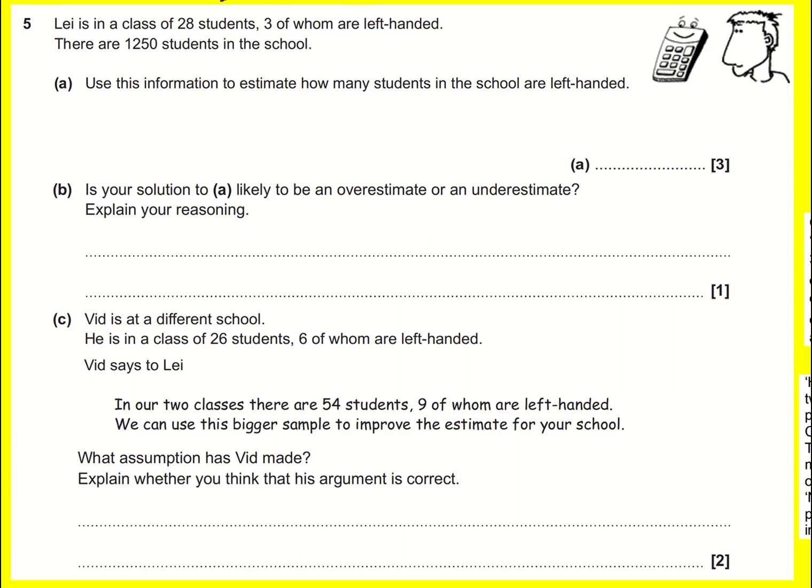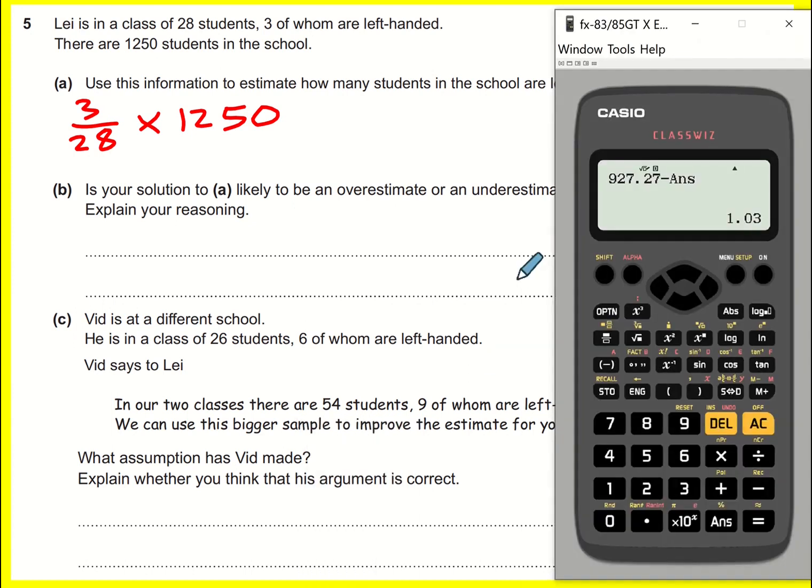Right, we've got a little sample here going on, and 3 out of 28 are left-handed. So that gives us a fraction of the class that are left-handed. Now, if I apply that to the whole school, then I can assume that that fraction is true for the whole school, and I can times it by the number of students in the whole school. This is one approach for working out this estimate.